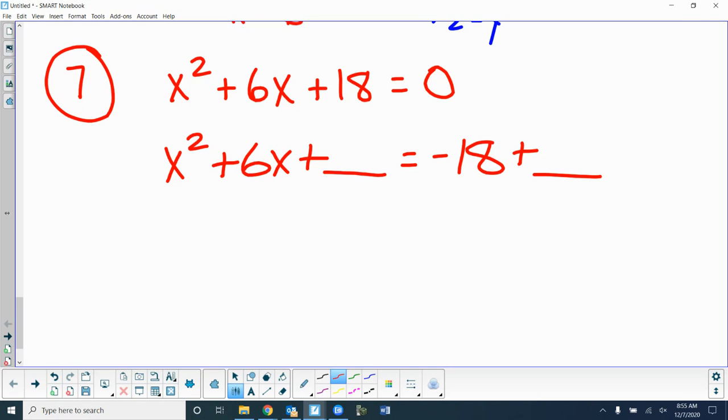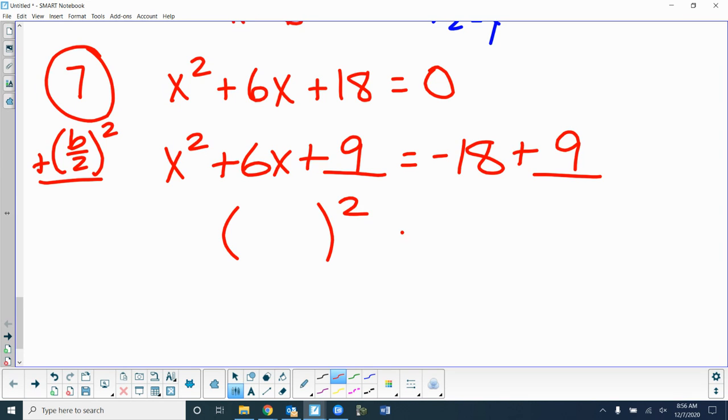To fill in the blank, you take half of b, half of 6 is 3, and square it. It's b divided by 2 squared. So 6 divided by 2 is 3. 3 squared is 9. So what we did is we made it one of those special trinomials, like we factored a couple of those already up above. Square root of x squared, that sign, square root of 9. And I add those, I get negative 9.